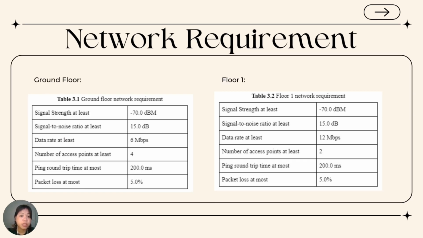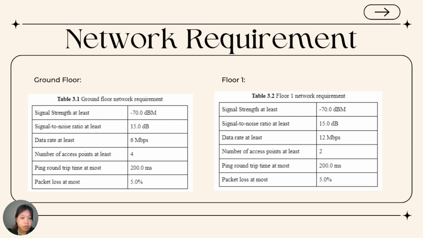The thing that we discussed is the signal strength should be at least 70 dBm, signal to noise ratio at least 15.0, data rate at least 6 Mbps, and number of access points at least 4.